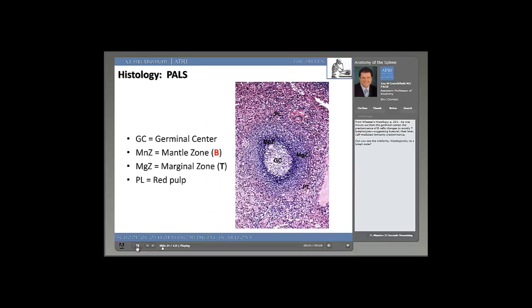If we back off the magnification a little bit, we can see the germinal center. This looks a lot like the center of a lymph node. Lymph nodes have germinal centers too. The mantle zone and the marginal zone can be seen. The mantle zone is mostly the B lymphocytes. The marginal zone is mostly T lymphocytes, and of course the red pulp in the periphery is where the red cells are filtered. We'll look at this closer in a second.